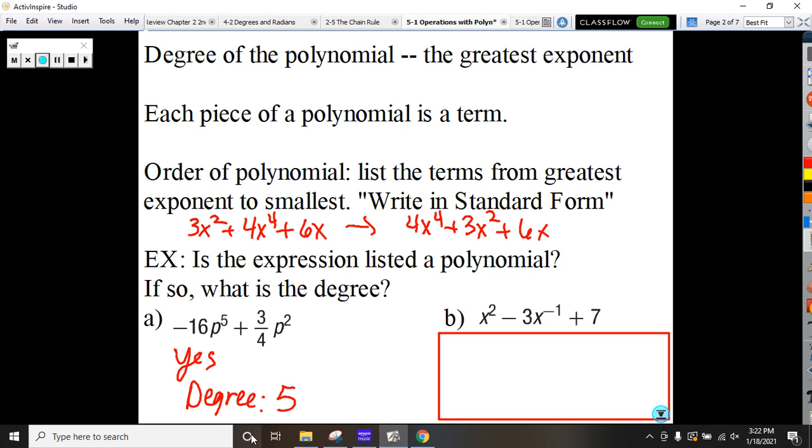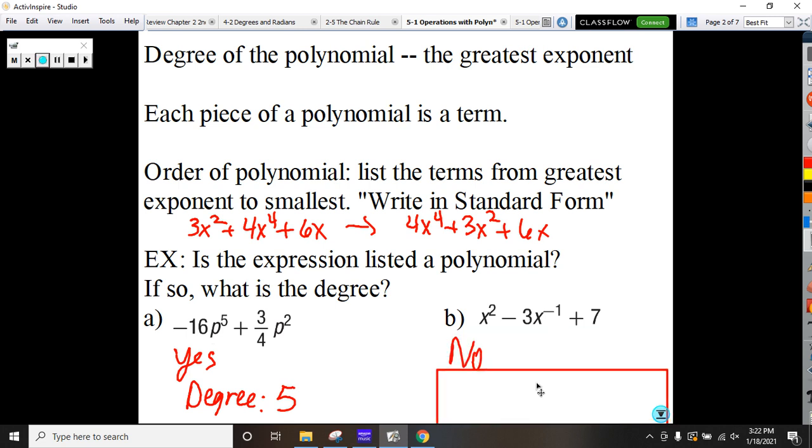So there's the first one. The second one, again, we don't have different variables, just x. There's no square roots, but if you look at this middle term, we do have a negative exponent. So even though we have a nice exponent here, as long as one of the terms has one of the things that a polynomial can't have, this is considered not a polynomial because of that negative exponent.